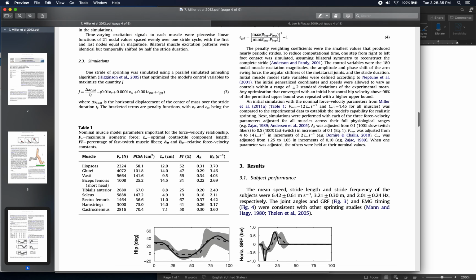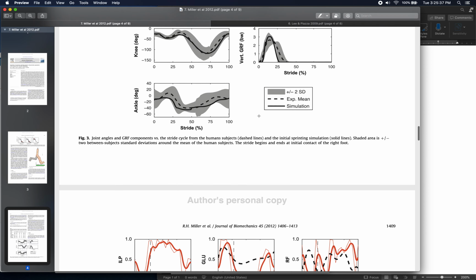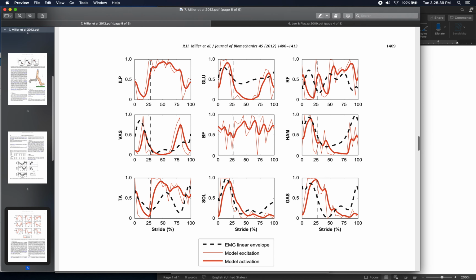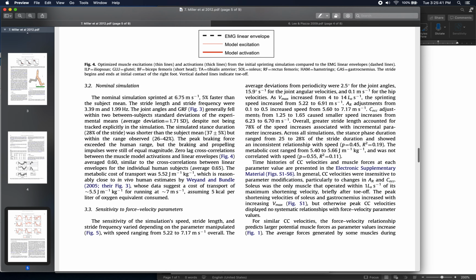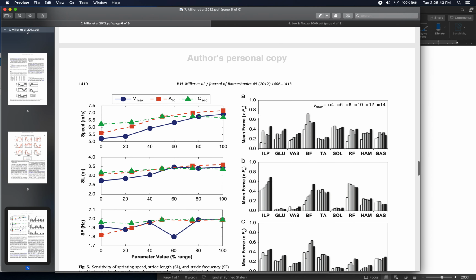Broadly speaking, changing any of those parameters, so increasing the fast twitch fibers incrementally or increasing the eccentric strength incrementally, increased the maximum sprinting speed of the model. And that's what's shown here in figure 5 in this top panel that I'm highlighting.